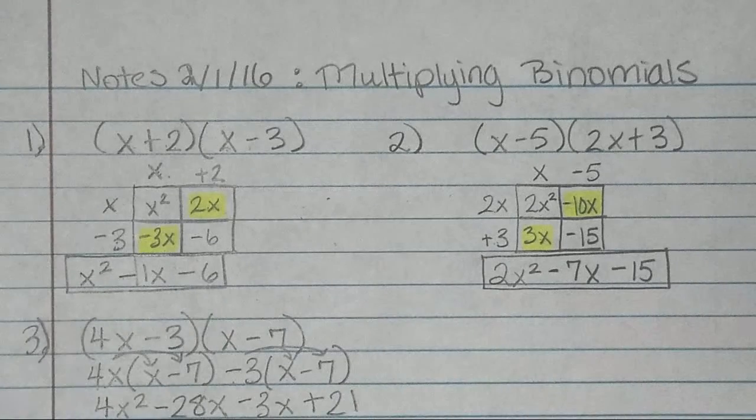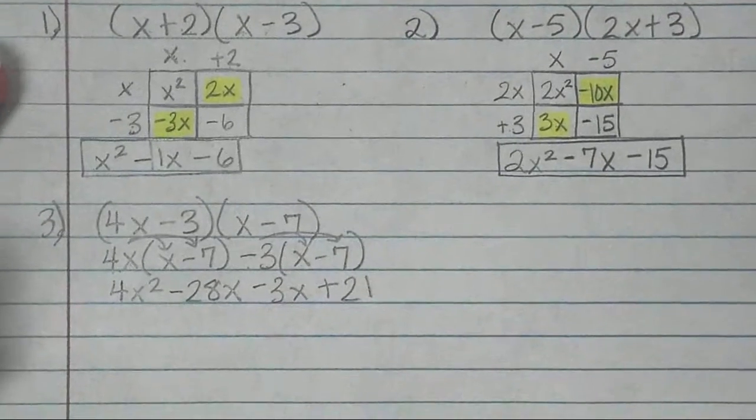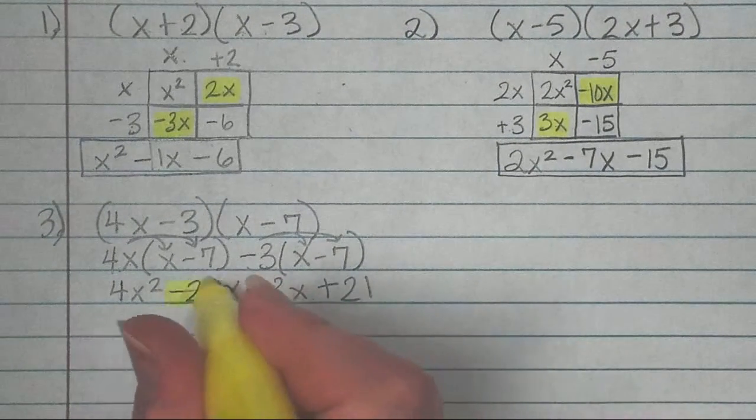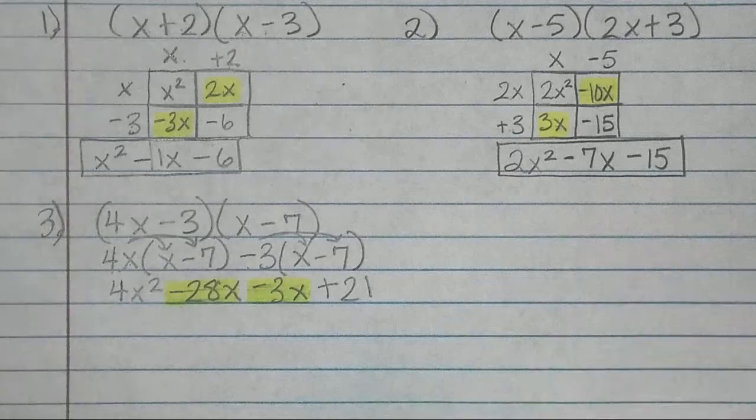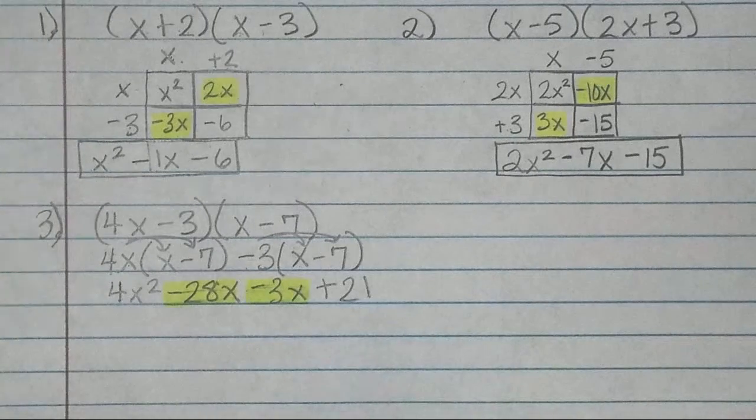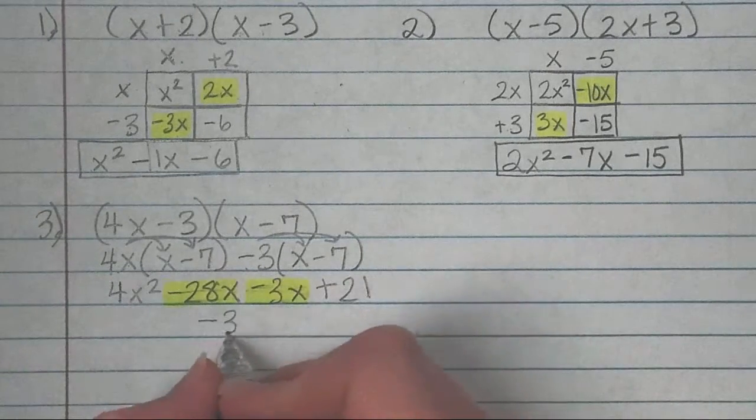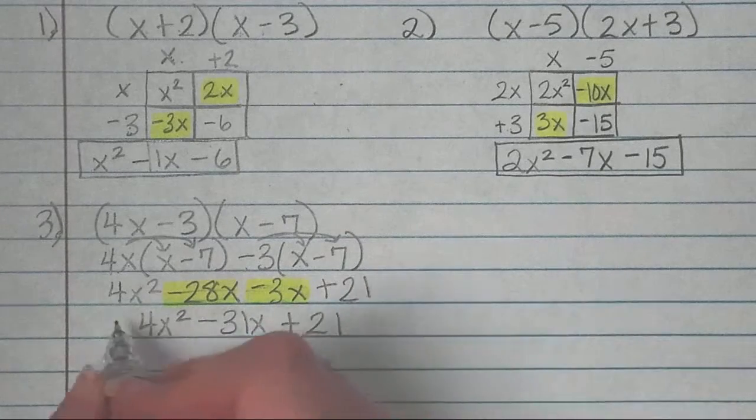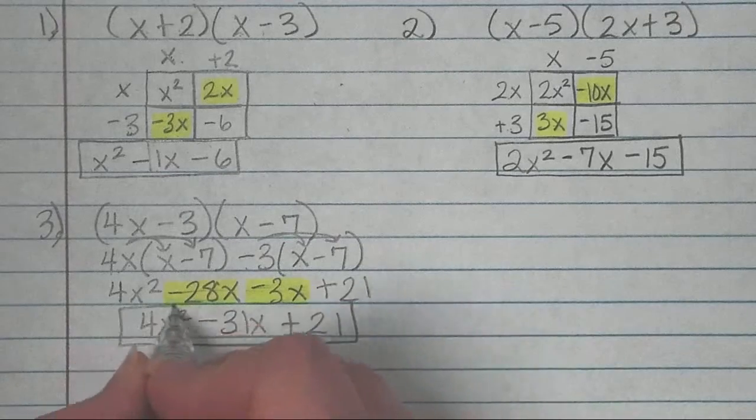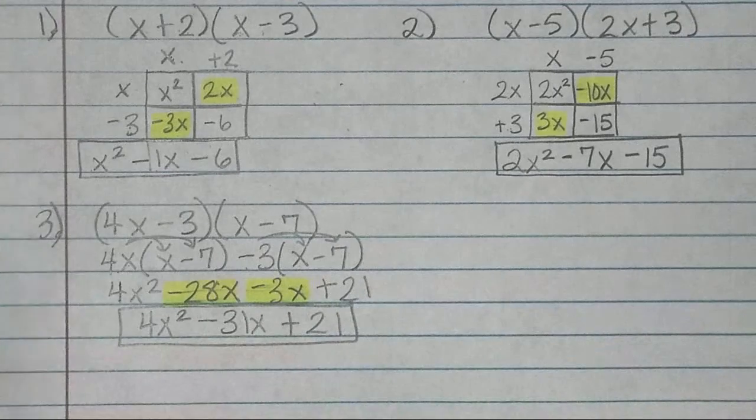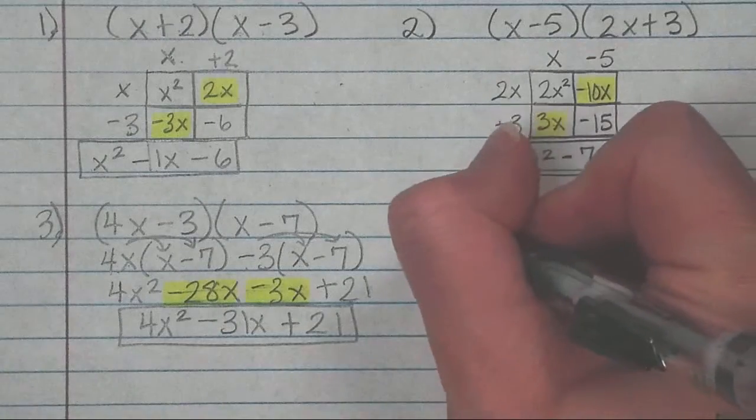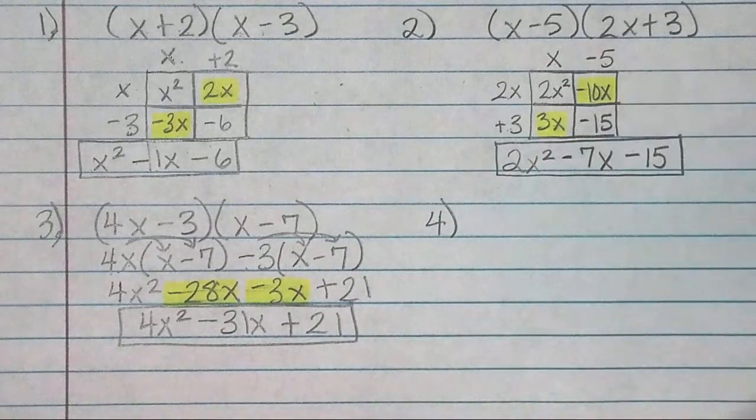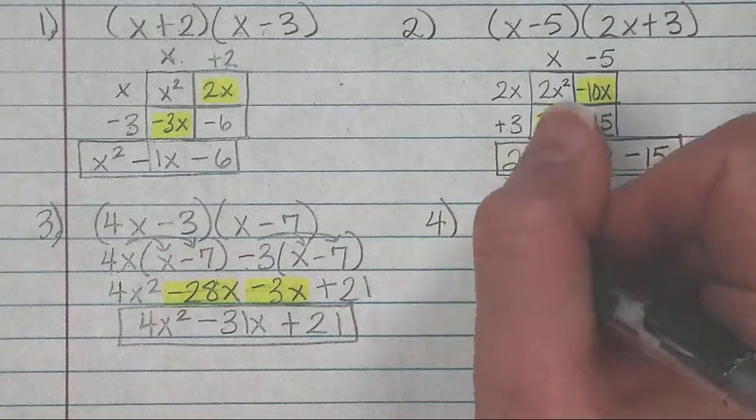Now you always have to watch out for those like terms. Negative 28x minus 3x is negative 31x. And we're just going to bring down our 4x squared and our positive 21. Now if you don't like this method yet, give me another chance. We'll do it one more time, and if you still don't like it, then I'll let you use the box method, okay? So number 4, let's do this method again. Actually, we're going to do it a few more times. Give me a few more times.